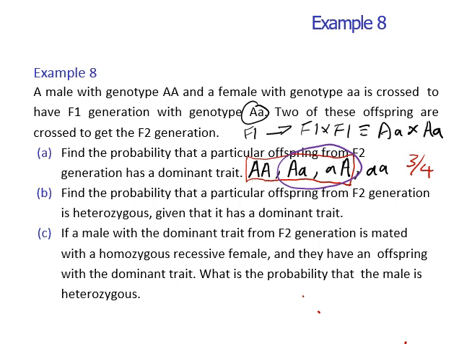Correct? So you end up with 2 out of 3. Make sense? Because I only give you 3. I pull out the 3. The homozygous recessive from F2 is already out of the question. Make sense? If a male with a dominant trait from F2 is mated with a homozygous recessive female and they have an offspring, what's the probability? The offspring with dominant trait, what's the probability that the male is heterozygous? That we come to the next part. But at least we get these two first, part A and part B, down.